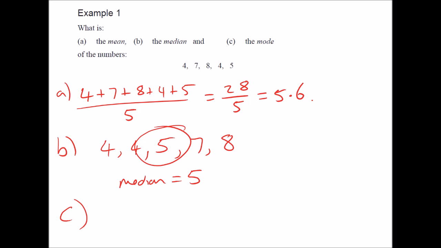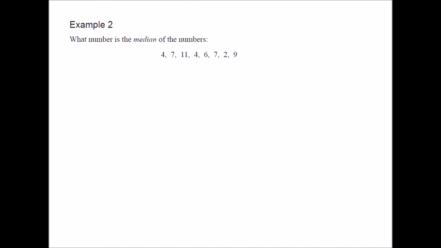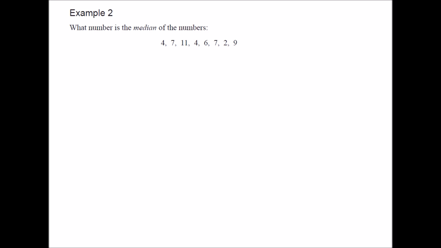Okay, part C, the mode. So which number appears the most times? Well, there's 2 4s, so therefore the mode is 4. So nice and simple, that's kind of what we're doing here. Let's look at some interesting other examples.